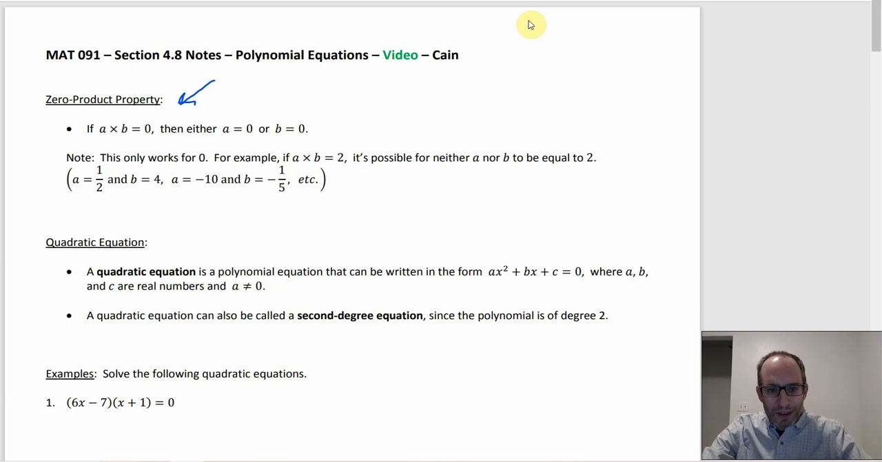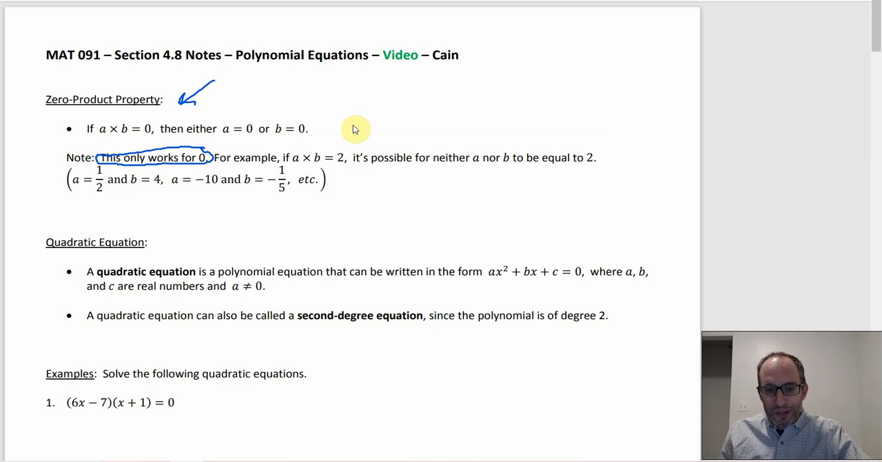But the idea behind it is that if you have two quantities multiplied together and you're getting a product of zero, then one of those has got to be zero. I guess you could look at it logically from the other perspective: if neither one was zero, then if you multiplied them together, you would have to get something non-zero. That's also true. But the thing to keep in mind is that this only works for zero. There is a trap, which is trying to do this for values that aren't zero, but that doesn't work.